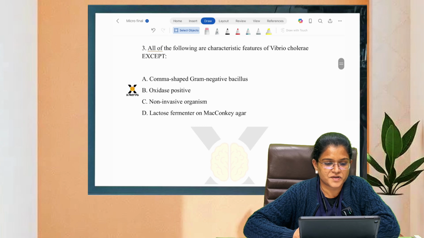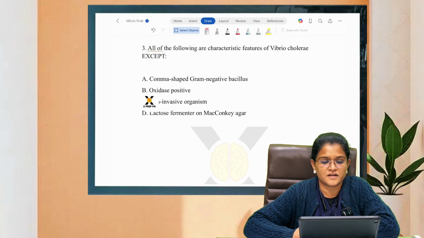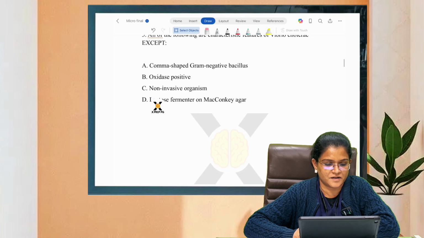Going towards the third question, all of the following are characteristic features of Vibrio cholerae except: it is a comma-shaped gram-negative bacillus, it is oxidase positive, it is a non-invasive organism, and a lactose fermenter on MacConkey's agar. So out of all this, D is the option. It is a non-lactose fermenter on MacConkey's agar.